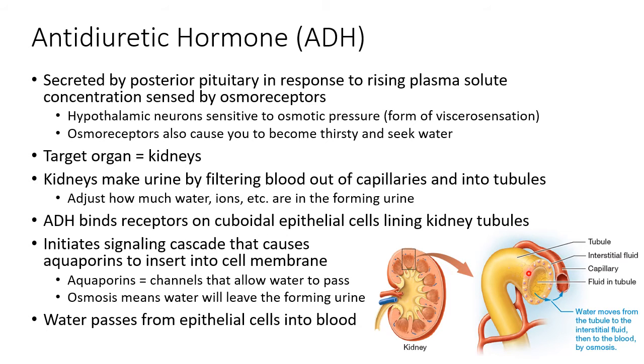When you have a lot of aquaporins here in these cell membranes, you're going to have water leaving this fluid that's forming as the urine, crossing these cells and going out into the tissue of the kidney. Ultimately, it'll return to the blood. It's going to leave because you have more solutes outside of the kidney tubule than what you have inside. So it's leaving by osmosis. Ultimately, that means you're removing water from the forming urine and returning it to the blood, saving the water in your blood.